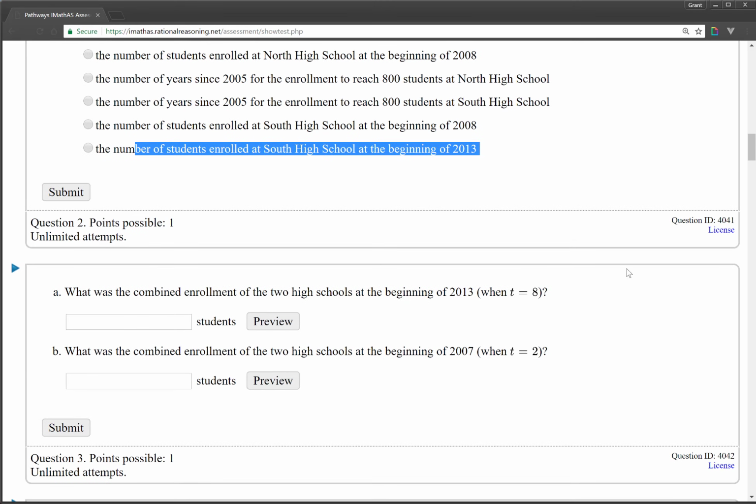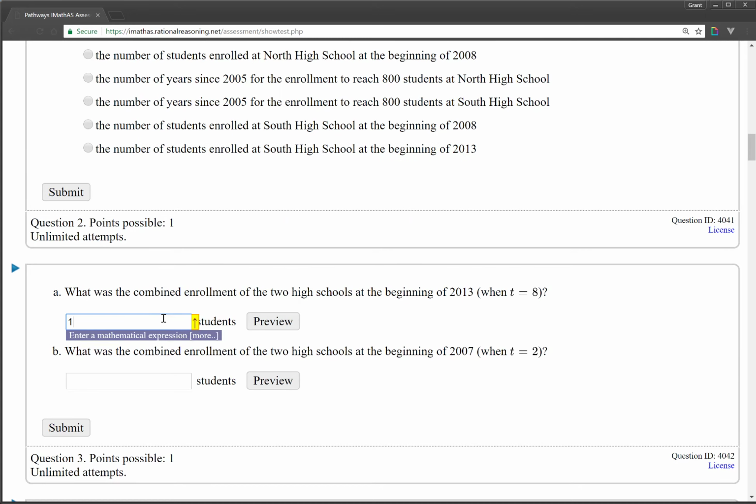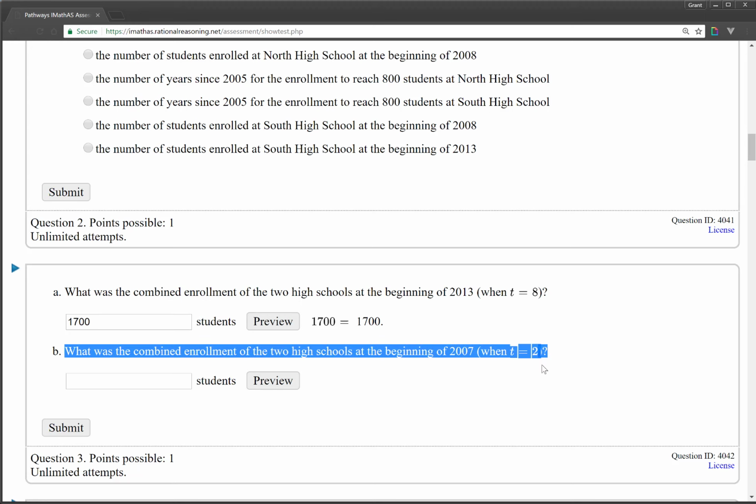So the combined enrollment here was, we decided, 1,700. We just find the value of A of 8 and B of 8, and then add those together. And similarly, we can do the same thing for this question, except now we're looking at t equals 2.